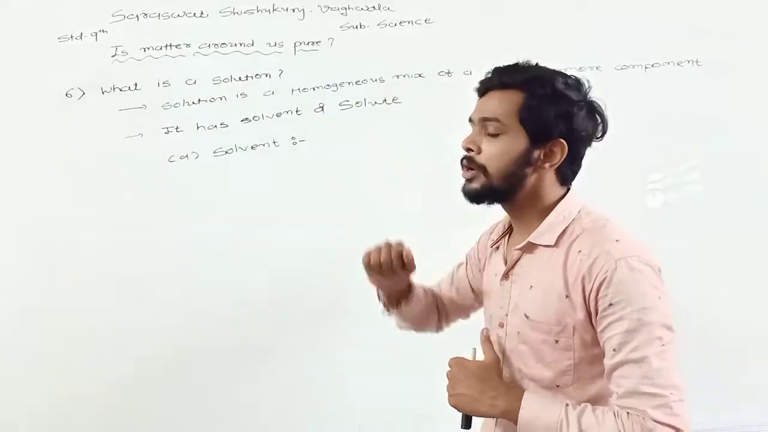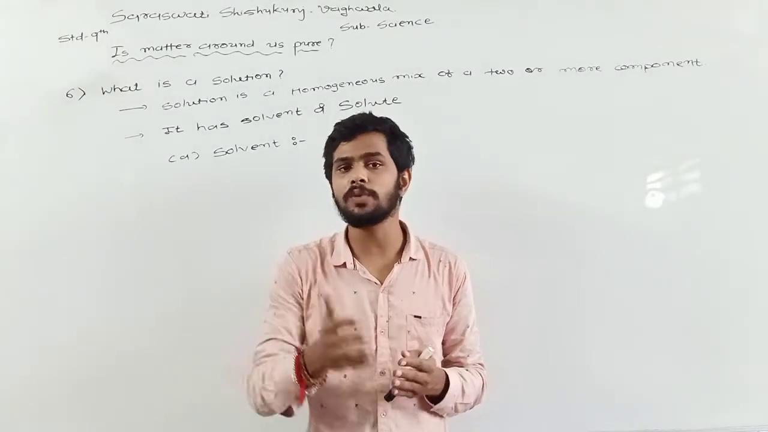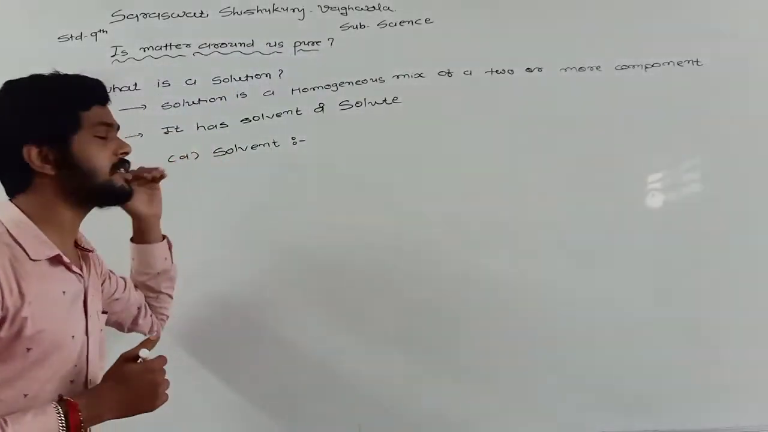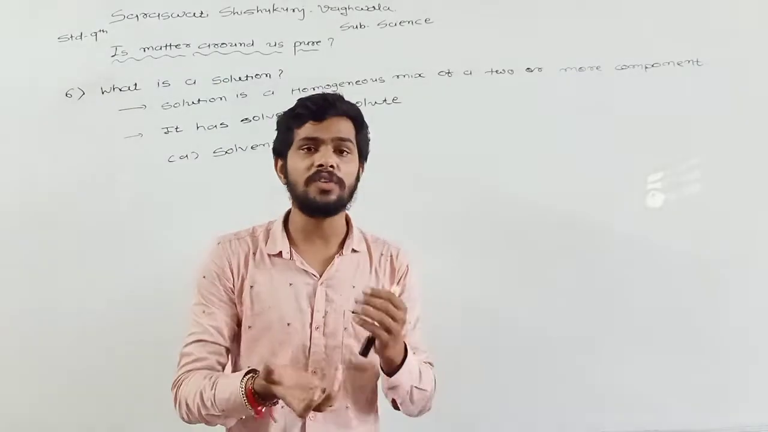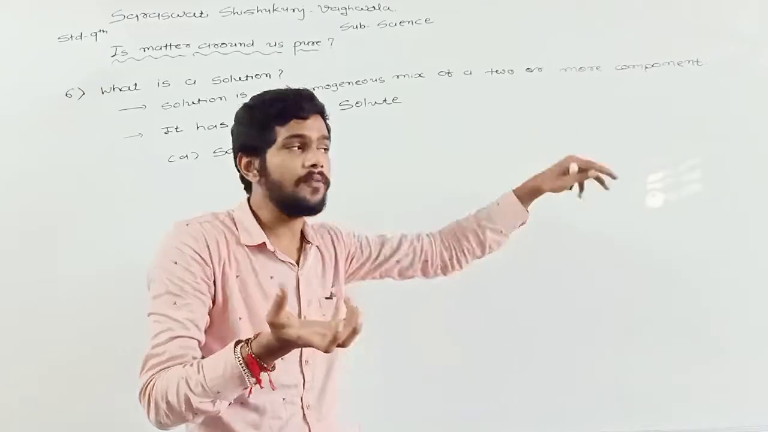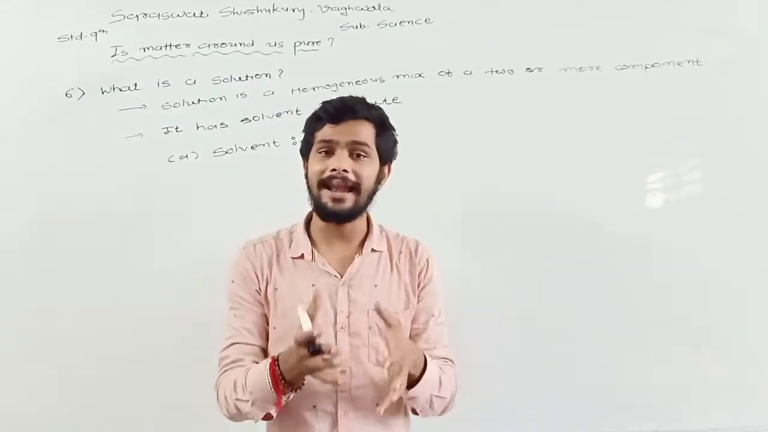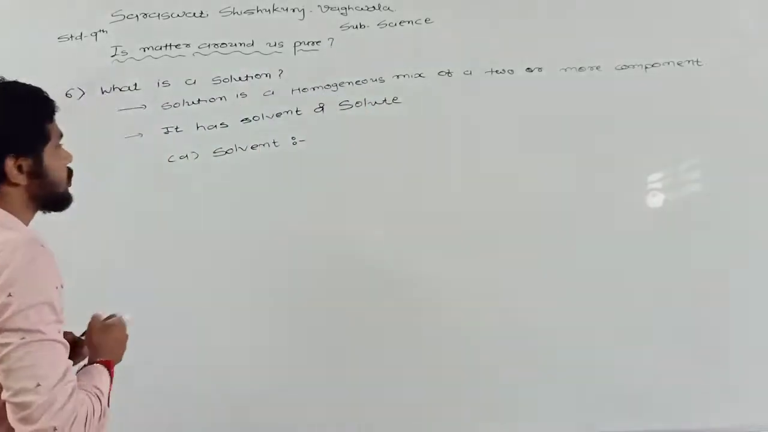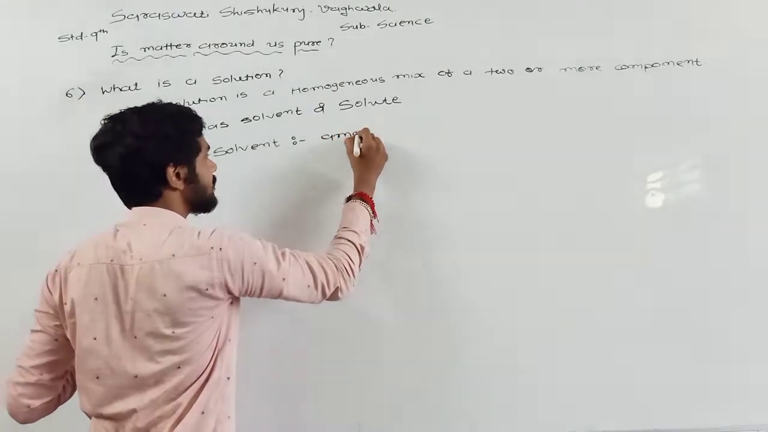The solution is nothing but a homogeneous mixture of two or more than two components. A solution has two kinds of components: the first one is the solute, and the other one is the solvent. So what is the solvent? The solvent is the component which has a tendency to dissolve another component present in the solution. Or we can say that the solvent is the component which has a tendency to dissolve the solute particles.